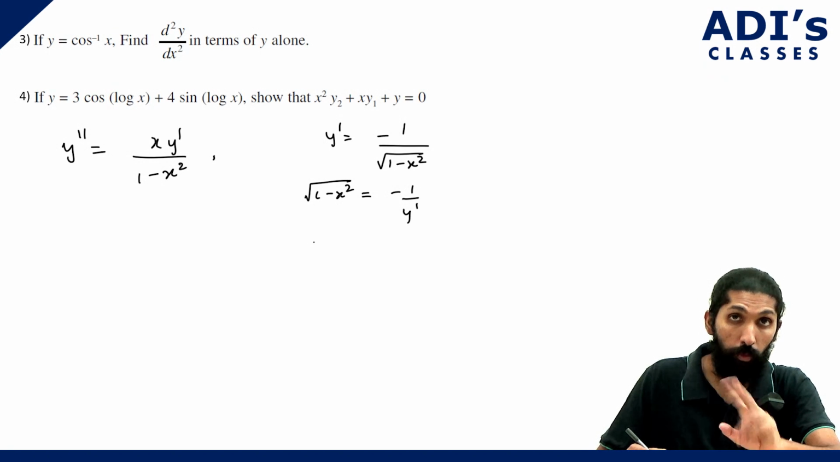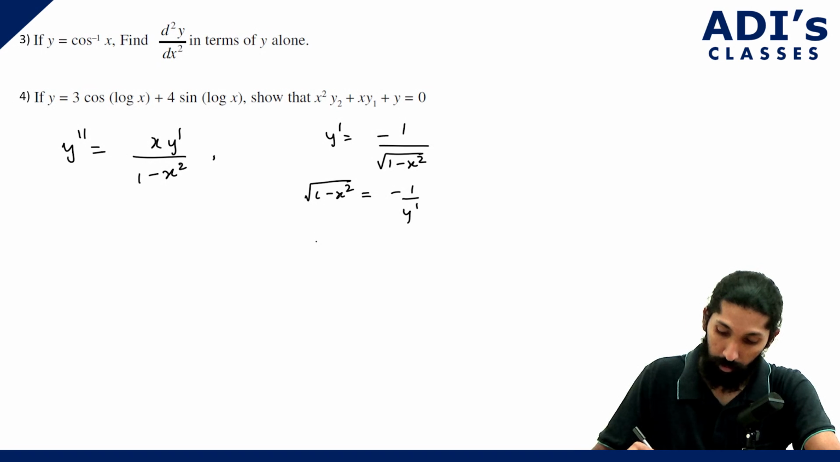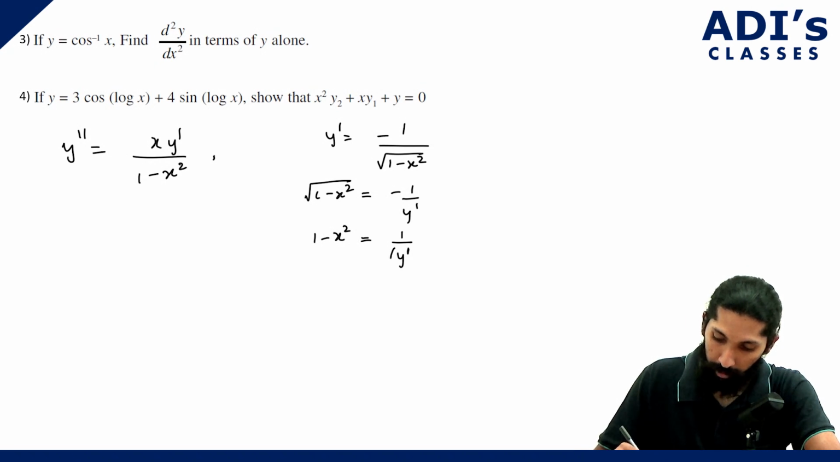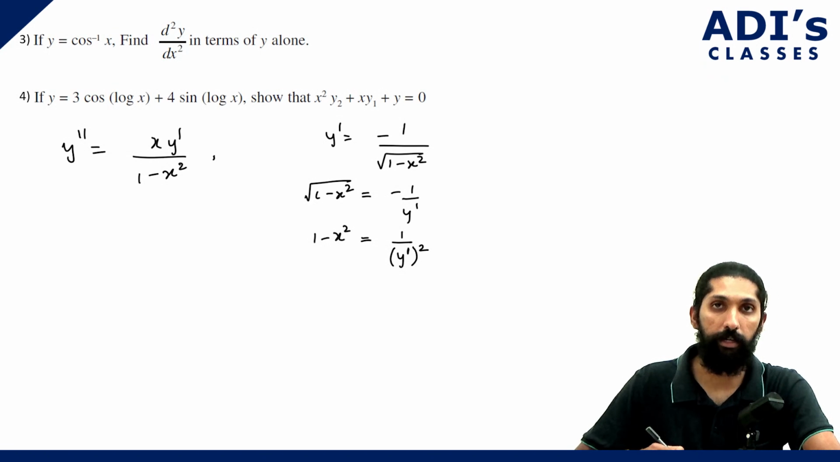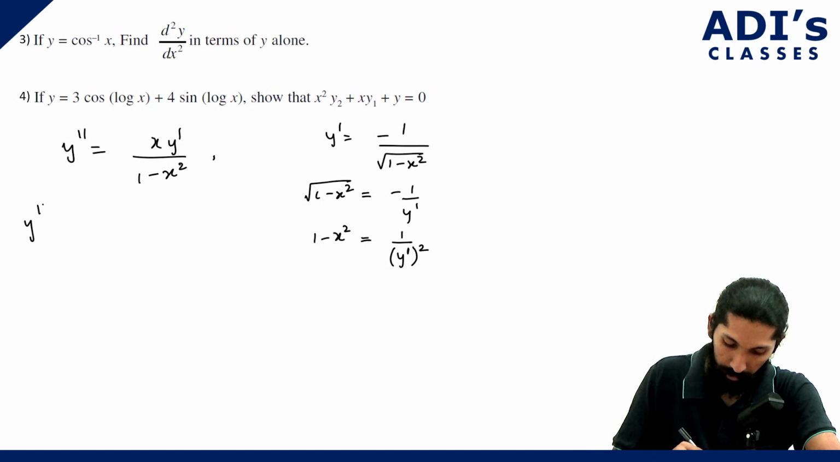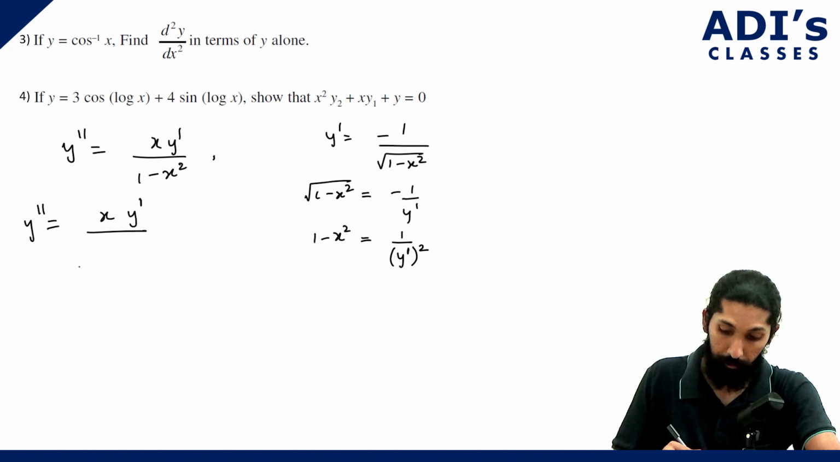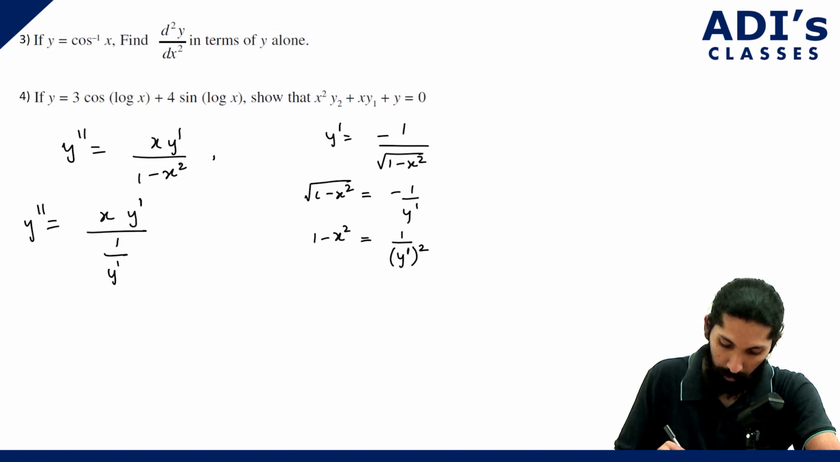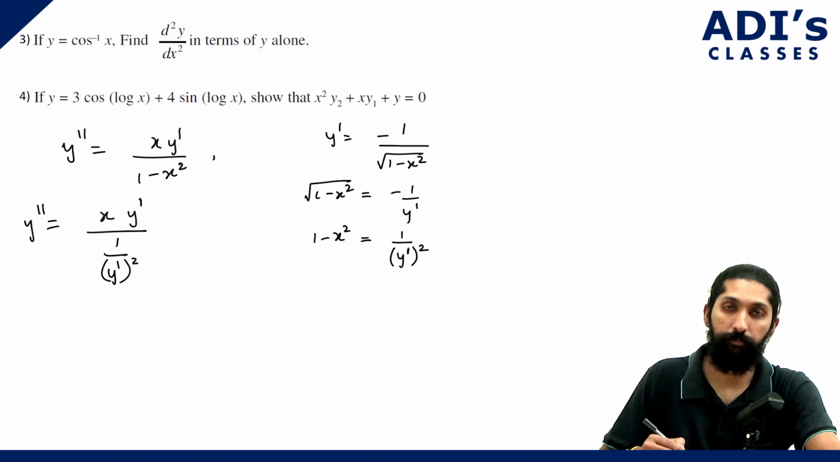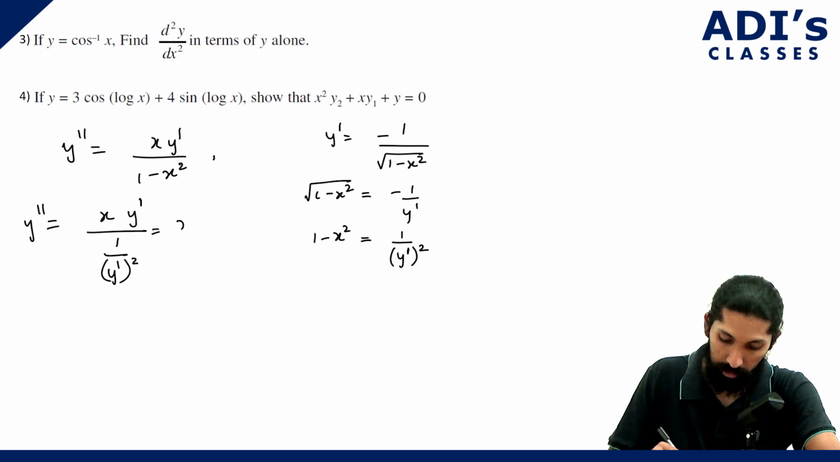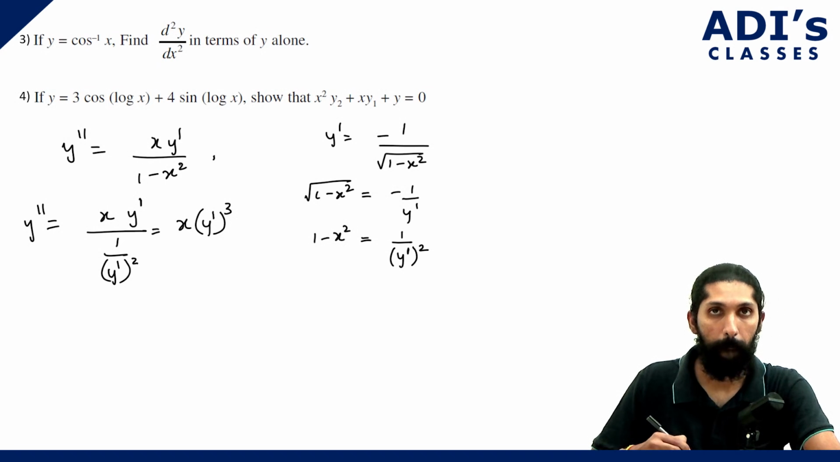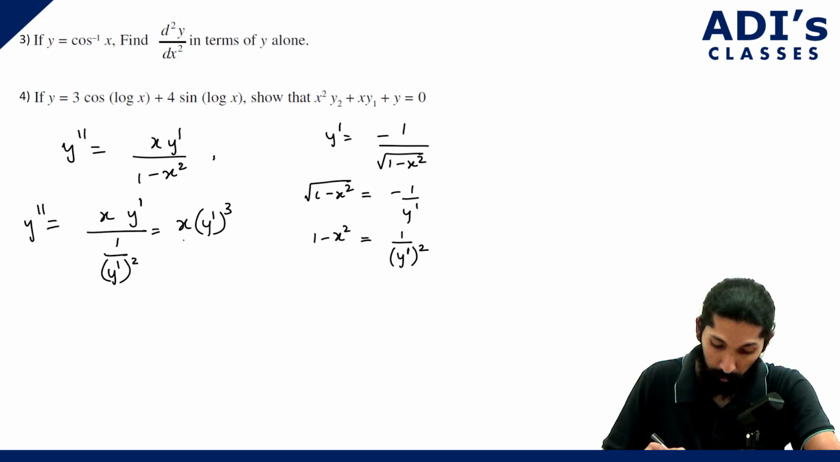Now square on both the sides. If you square, 1 minus x square becomes 1 by y dash whole square, correct? Substitute that here. That means y double dash is x into y dash divided by 1 by y dash whole square. Or you can call this as x into y dash whole cube, correct? Right? We have one more x.